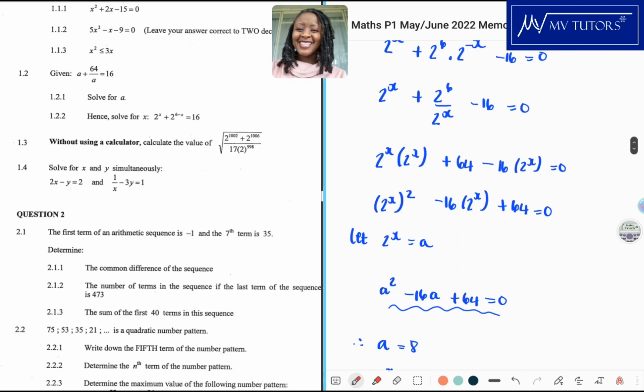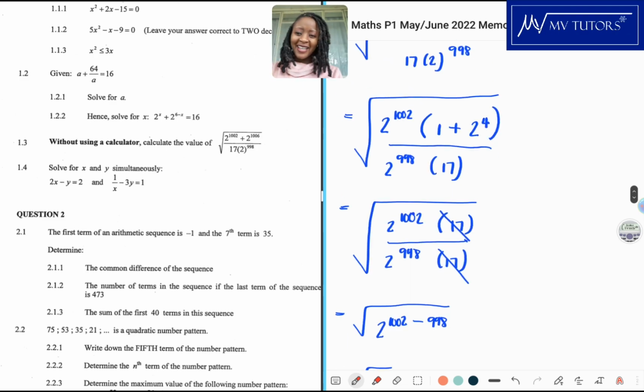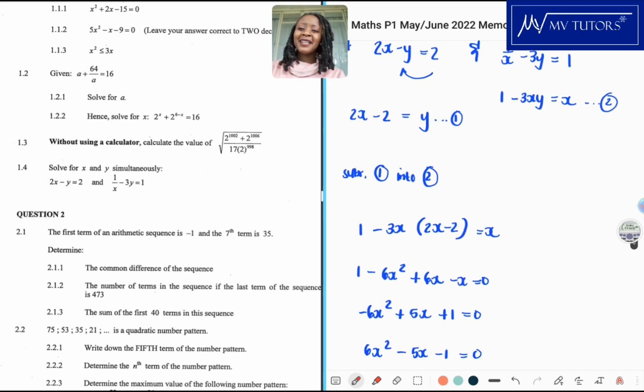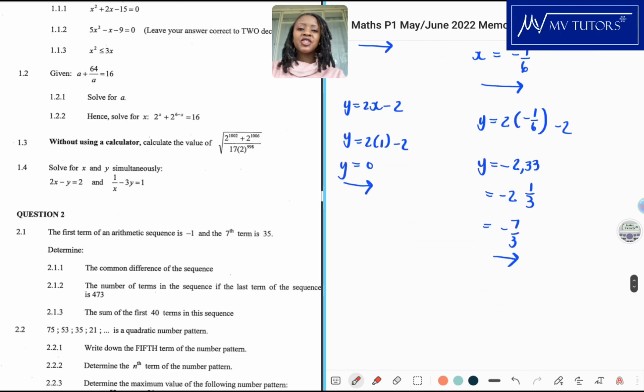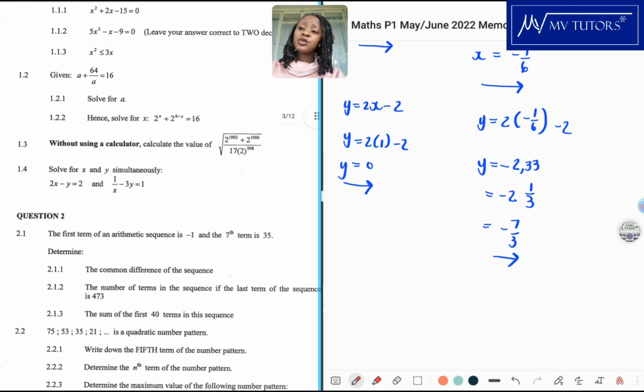So lesson learned here as we complete question 1 is, once you have solved for x, don't be like me and be in a hurry to finish, but check your answer. Plug it back into the equation and make sure that it gives you either 0 as in question 1.1.1 and 1.1.2, or either 2 and 1 for solving simultaneously.